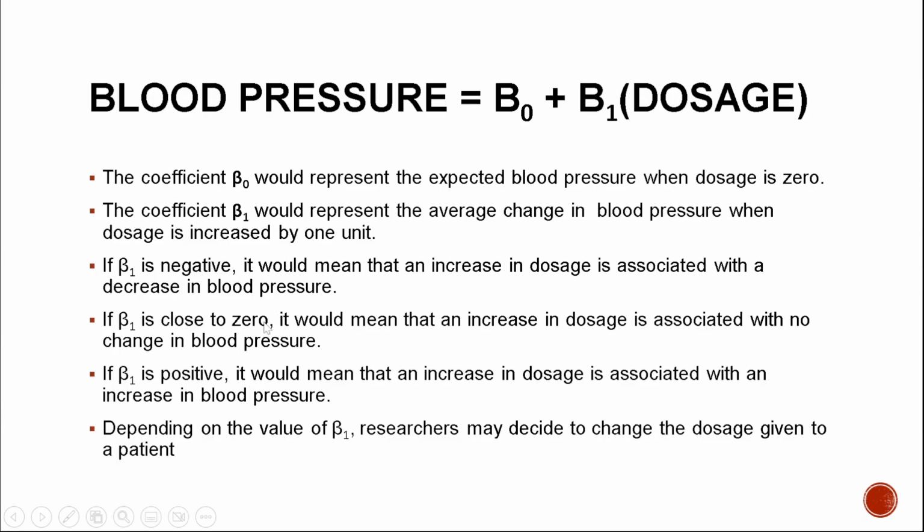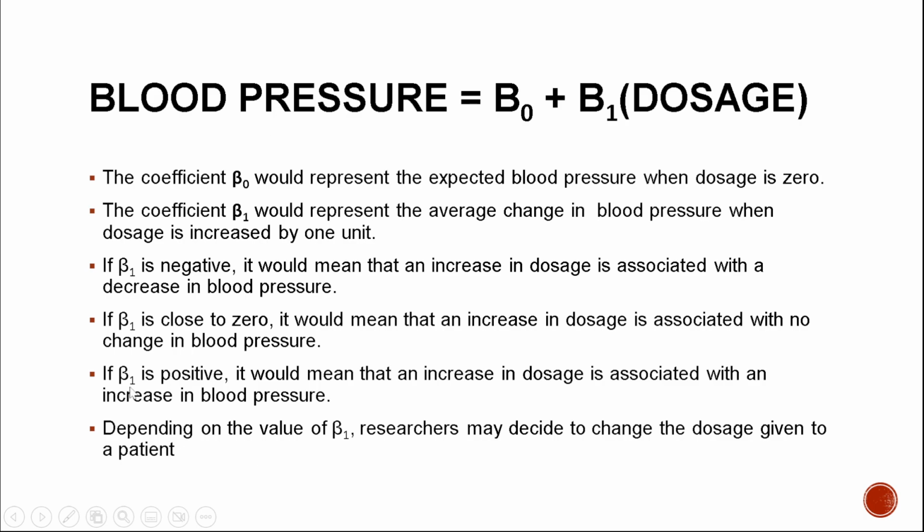If beta 1 is negative, it would mean that an increase in dosage is associated with a decrease in blood pressure. So that means if beta 1 is negative, the increase in dosage is associated with a decrease in blood pressure. So if the dosage is lower, the blood pressure is also lower. So if beta 1 is close to 0, it would mean that an increase in dosage is associated with no change in blood pressure. So that means if this is close to 0, no effect on the blood pressure.